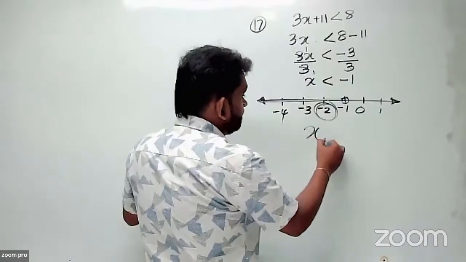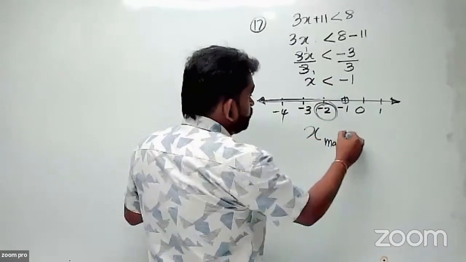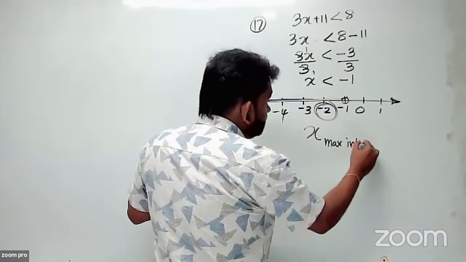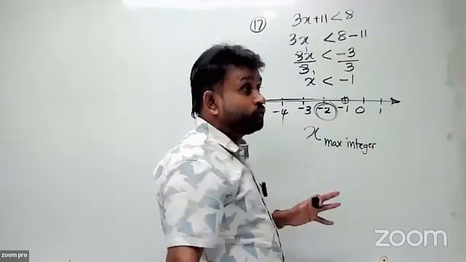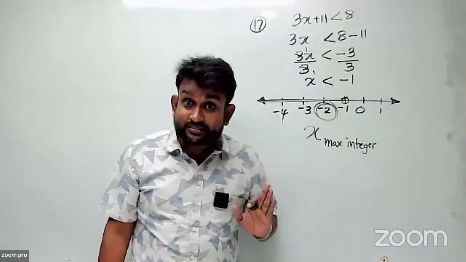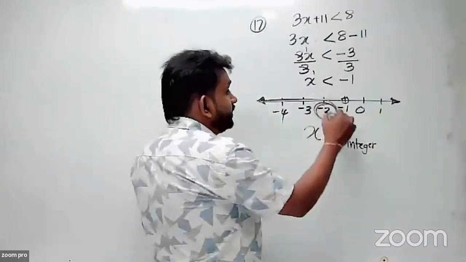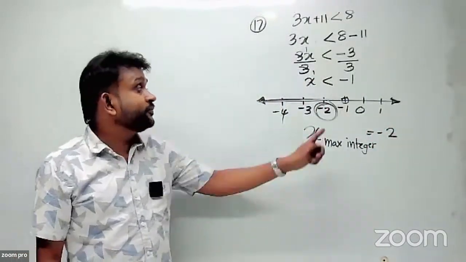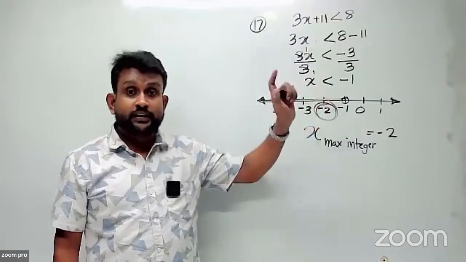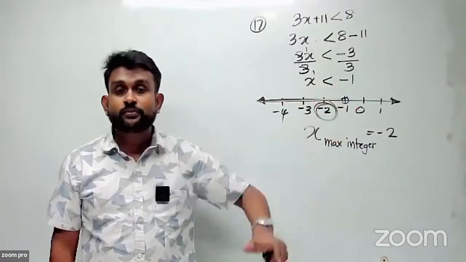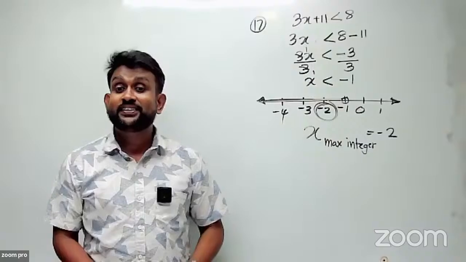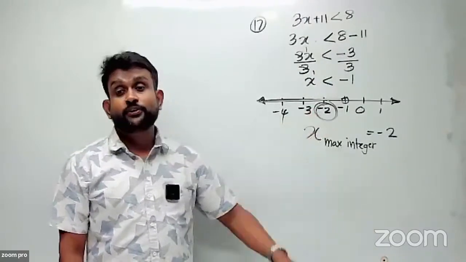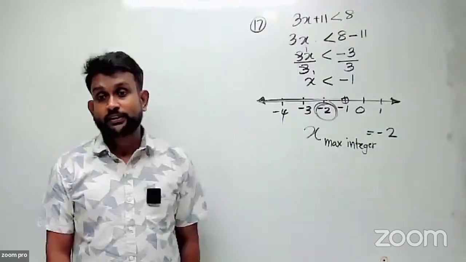Otherwise, you cannot give an answer for x max. But the x max integer is negative 2. If the equal mark were there, you could take x maximum as negative 1. But here, the maximum integer you can take is negative 2, because there is no equal mark.